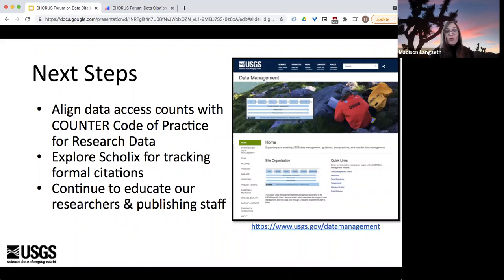So we don't currently have a mechanism to bring these formal citations into our reporting pipeline. So we want to explore the Scholix API to help us capture data used for publications not indexed in XDD. Finally, we will continue to educate our researchers and our in-house publishing staff about the importance of data citation and how to cite data that they use in their publications.